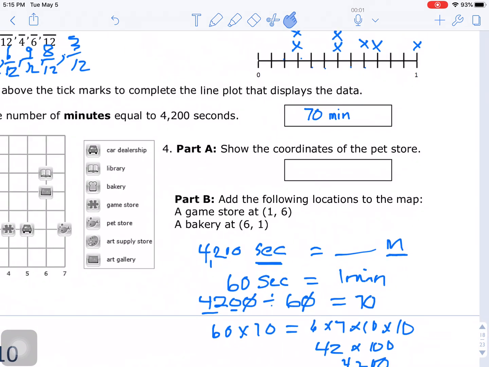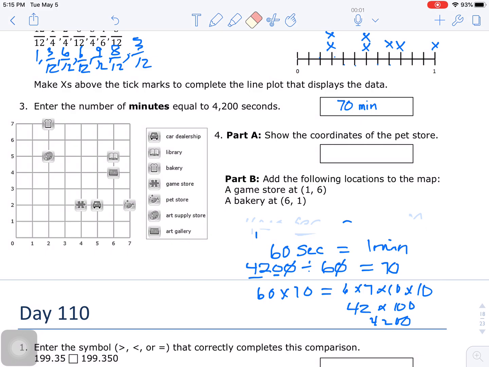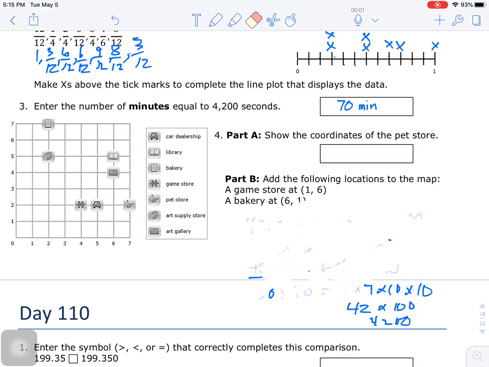Alrighty, and problem number 4. For problem number 4, we have 2 parts. Part A says, show the coordinates of the pet store. So we're going to start at the origin. The origin is 0, 0. And we're going to find the pet store. So the pet store, whoops, let me highlight that instead of crossing it out. The pet store has a little fish.